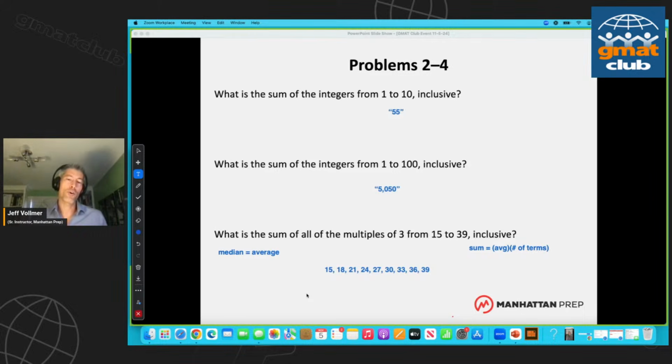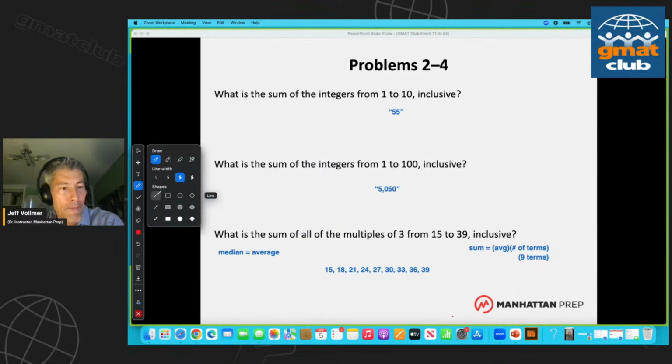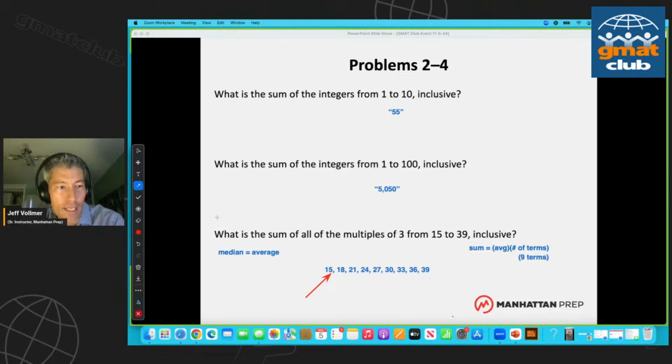And here they are. Here are the multiples of 3 from 15 to 39. And so from here, you could just count the number of terms. There are 9 terms. Now, is there a better way to think about why there are 9 terms? One way to think about this is that 15 is the 5th multiple of 3, and 39 is the 13th multiple of 3.